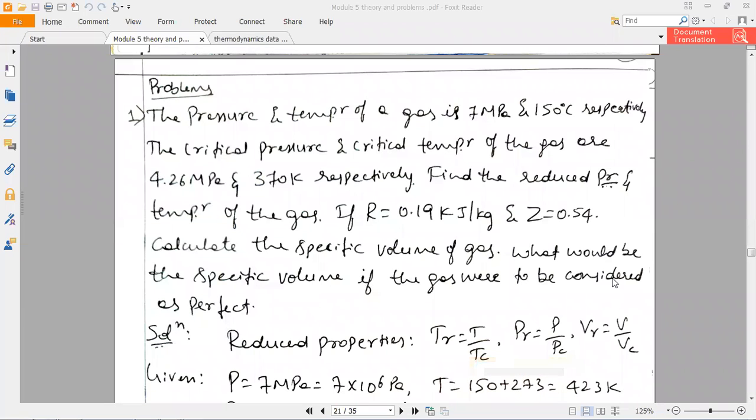Hello everyone. Today we are going to discuss the Module 5 problems. Module 5, that is ideal gas and mixture. We are going to study that module's problems.